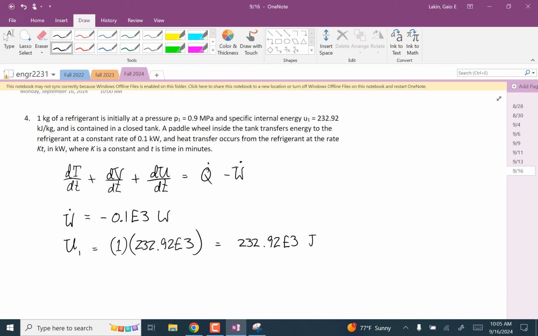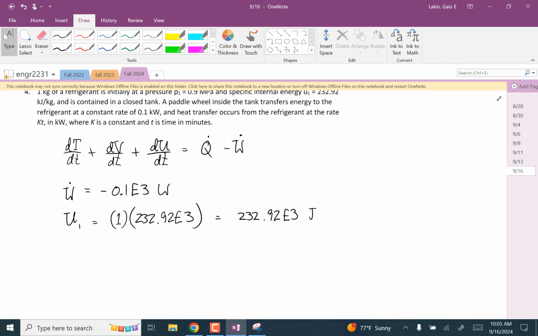And it's in a closed tank, which means there's no change in volume, so dV/dt is 0. Kinetic energy and potential energy, you just neglect those anytime it doesn't say anything about a speed change or a height change, right? So the change in volume is 0, which means there's no work of expansion.